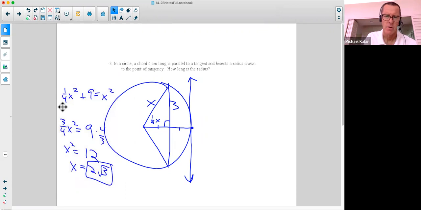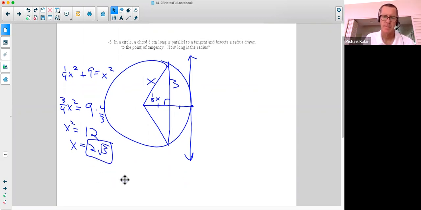And here it is. So if I square 1/2 x, I get 1/4 x squared plus the other leg squared, 9, is equal to x squared. And I subtracted 1/4 x squared from both sides, and I just kind of flipped the sides. And then I multiplied both sides by 4/3. Those would cancel. The 4/3 and the 3/4 would cancel. And then 3 and 9 become a 1 and a 3. 3 times 4 is 12. Square root of both. Root 4, root 3, 2 root 3. Okay, awesome.